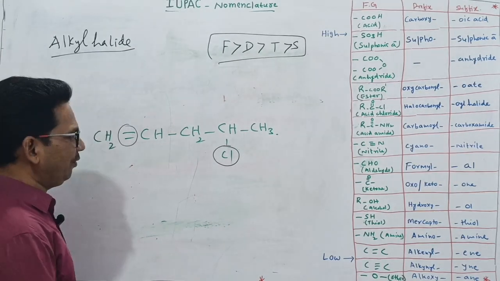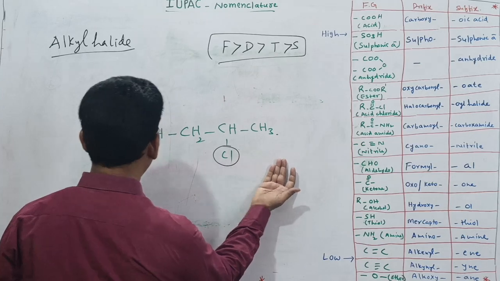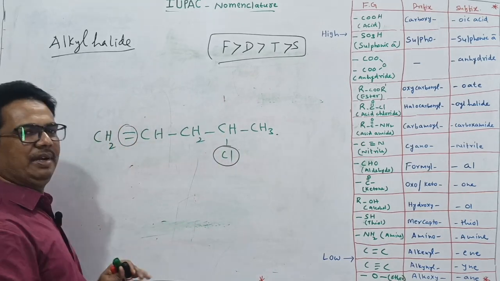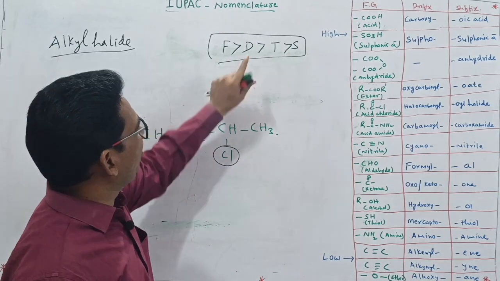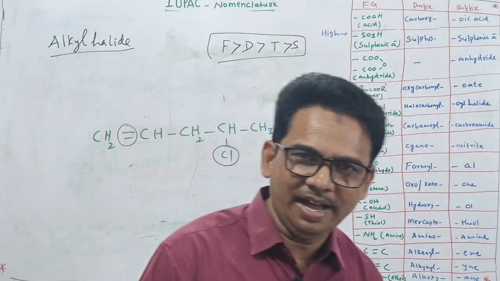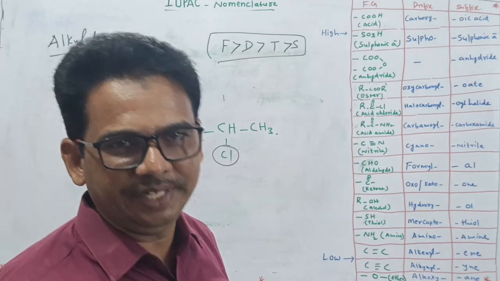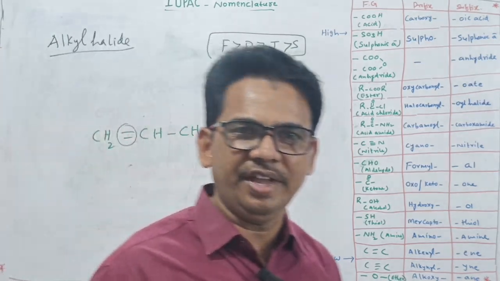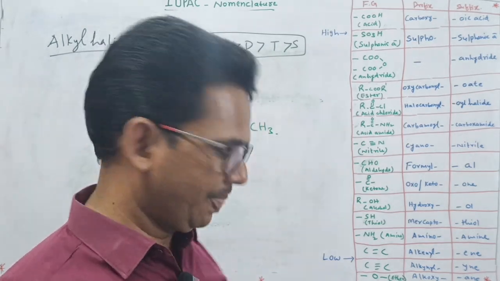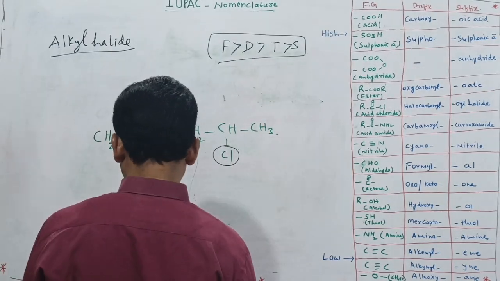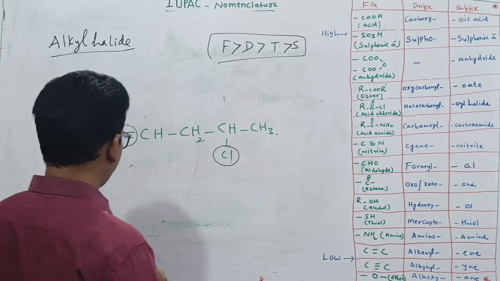That's why, numbering from where do we have to start? From the halogen side or the double bond side? Double bond side only, because the double bond has more priority than the substituent. Remember, halogens we are writing as substituents only. Now, how can we write the name for this one?